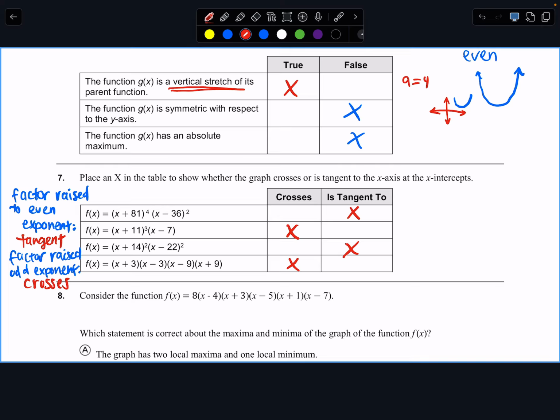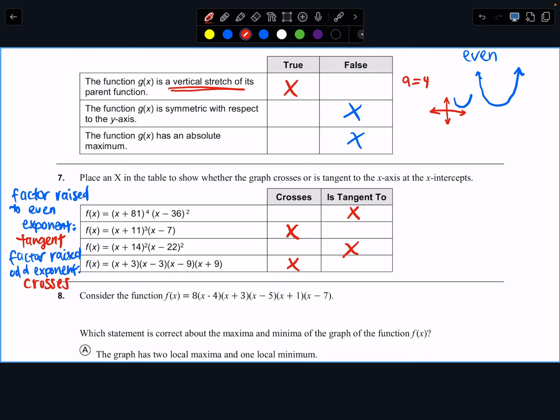Does that make sense? Odd exponents cross through. Looks like 4x. The exponent is 1. Yeah, the exponent is 1. We don't add. Hey guys, when we figure out if it's tangent or it crosses, you're not going to add the exponents. You're just looking at each individual x-intercept, each individual factor.